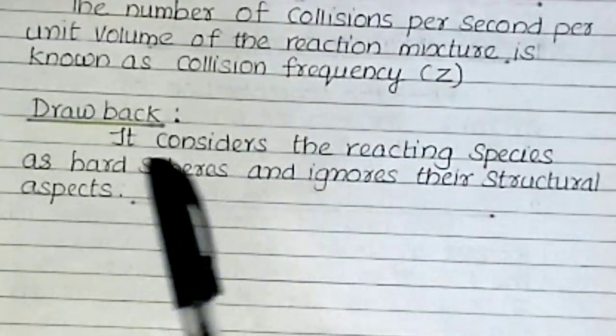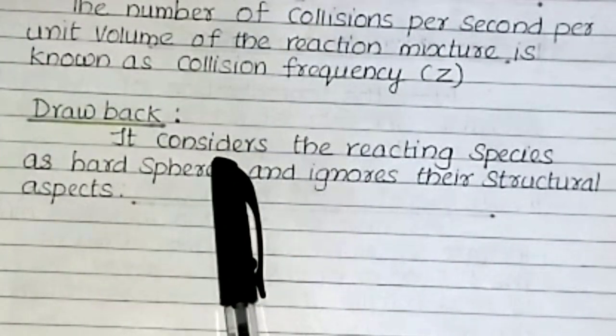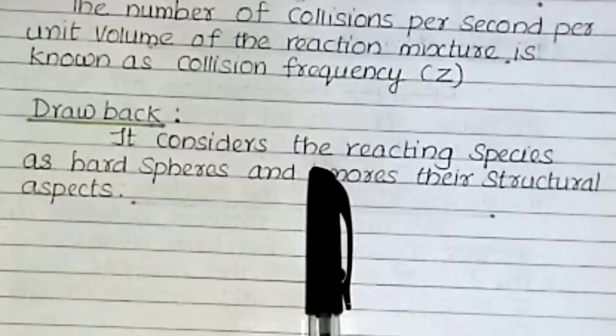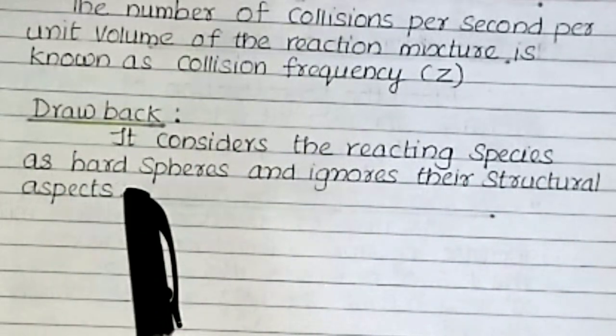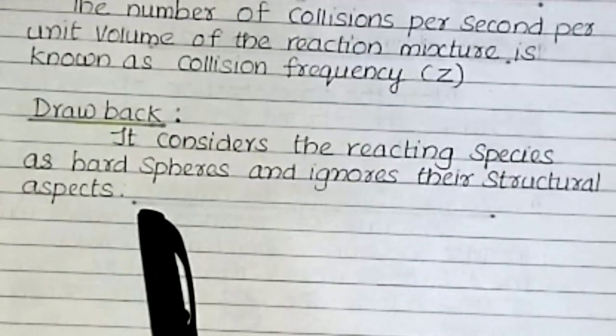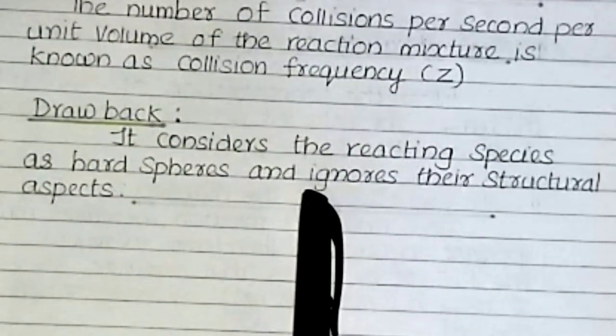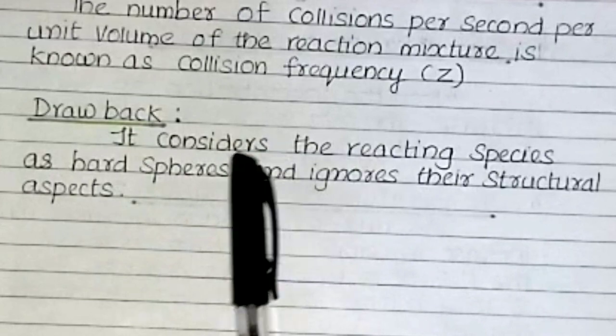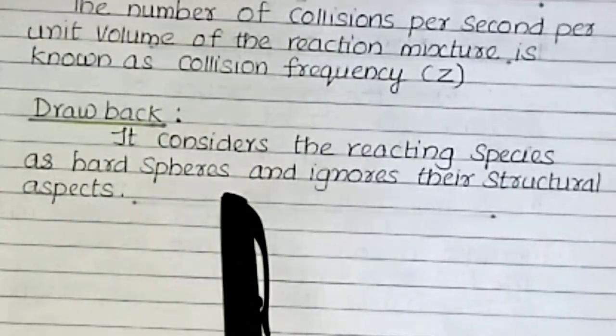The main drawback of this theory is that it considers the reacting species as hard spheres and ignores their structural aspects. Other structures are not considered. All reactant molecules are considered as hard spheres.